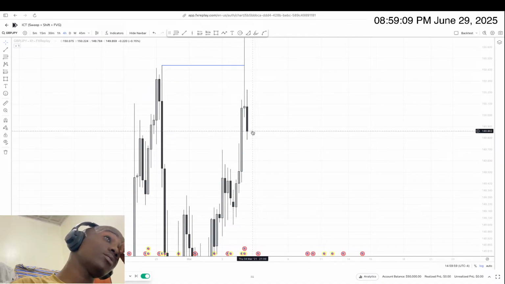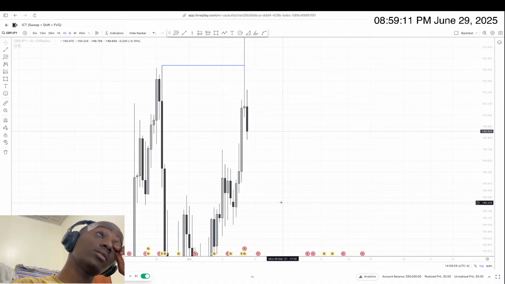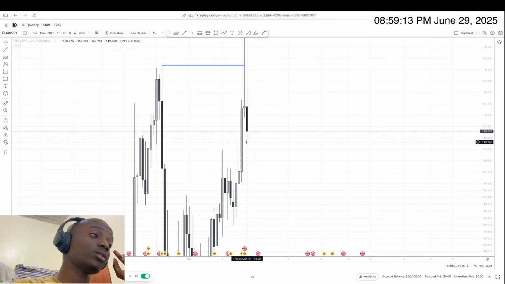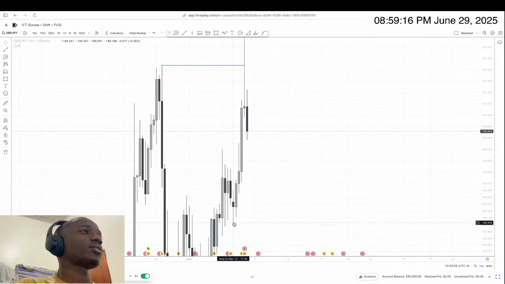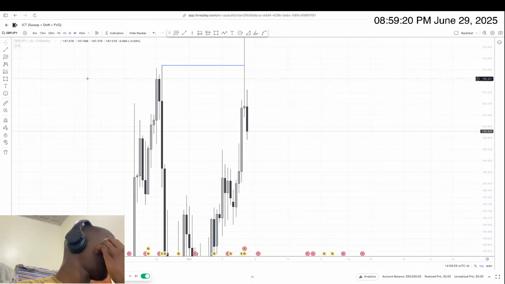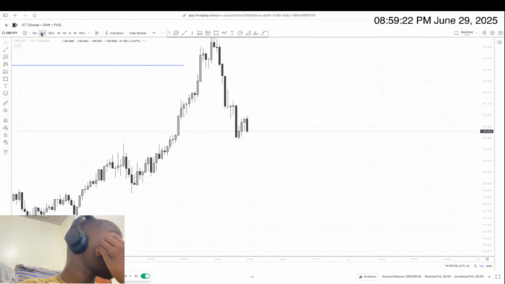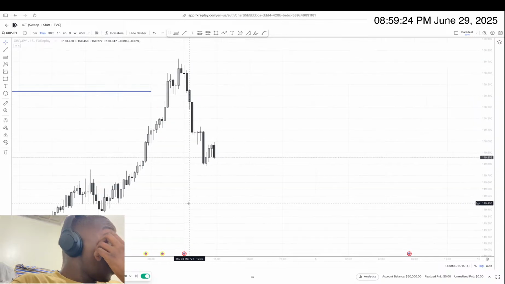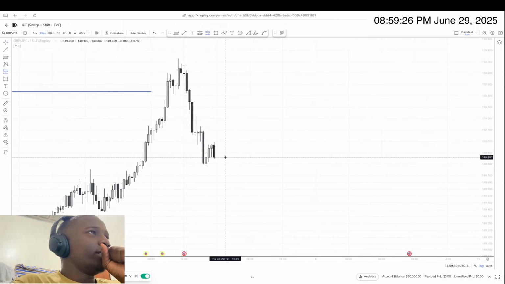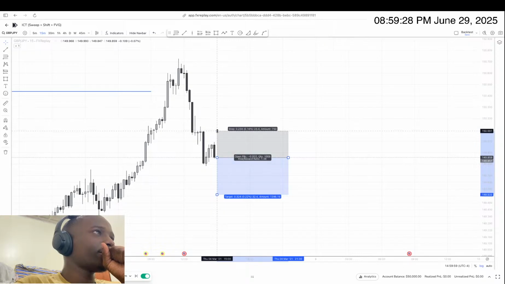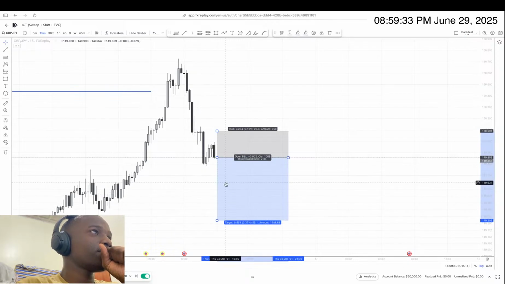So I want to sell this continuous movement to the downside, and the target is these lows, this order block. But we're in a fair value gap. I don't know if that will be a good idea. But let's separate it. So my entry will be there, stop loss there, and target down there. Let's see. Will this hit TP?